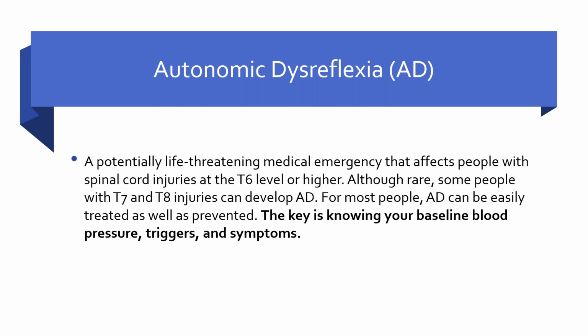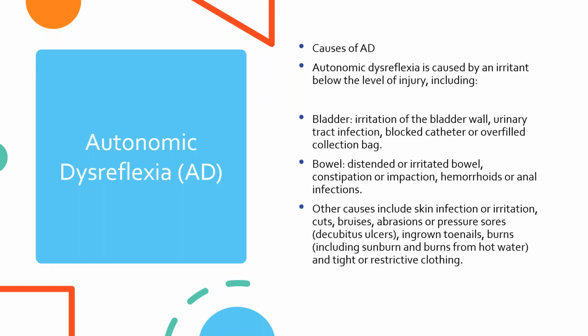So the key to this is knowing your patient's baseline blood pressure, what are their triggers, and what are their symptoms. So those three things need to go back to your initial evaluation examination of your patient. If they're paraplegic, add this into your template so you can always remember it. Blood pressure wise, what's your baseline? We need to know these things.